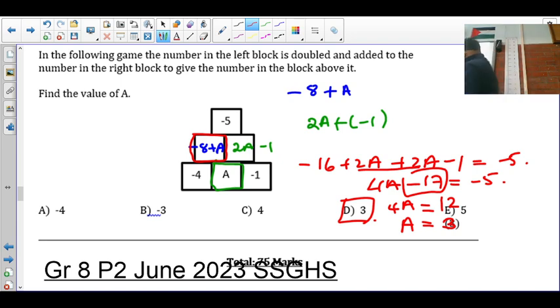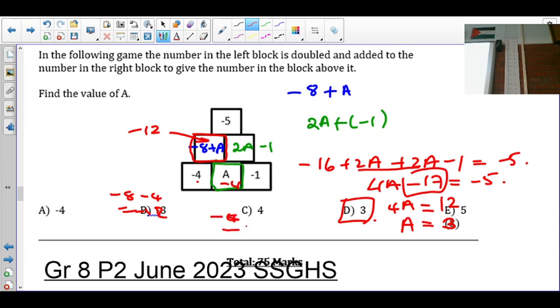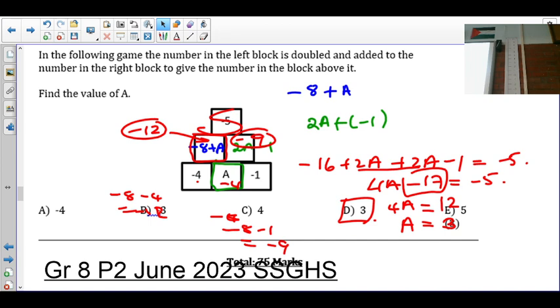Or you could have gone by process of elimination. If I had substituted negative 4 in here, then it would have been negative 8 minus 4, which is negative 12. So according to that, that's negative 12. That's going to give you negative 8, minus 1 is negative 9. If I double this and add it to that, I will never get negative 5. So that is not right. You just go through that process like that. You would have found out that D would have been the correct answer. I think that's the way some people did, and we got it right. Some just guessed and got it right.